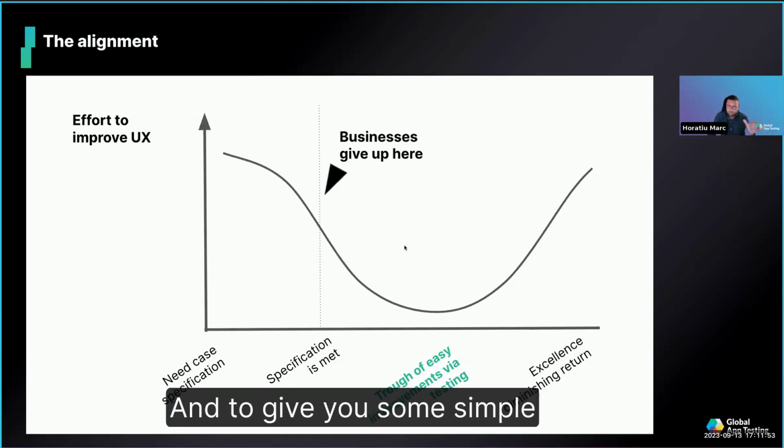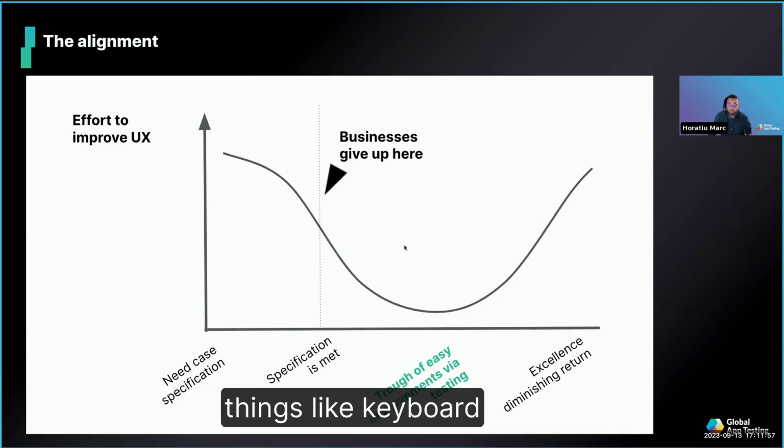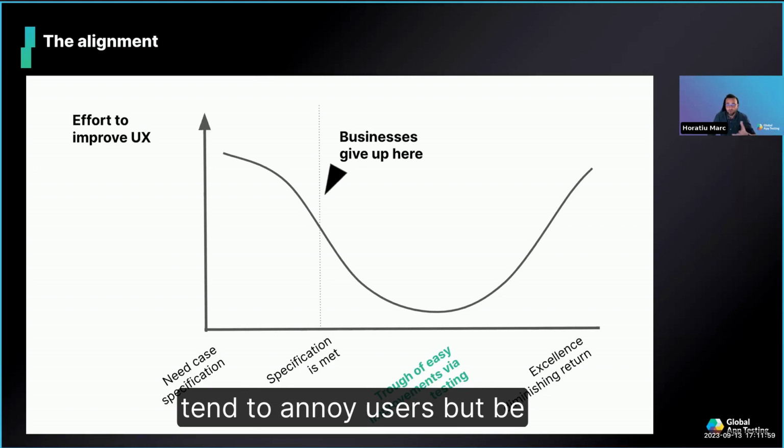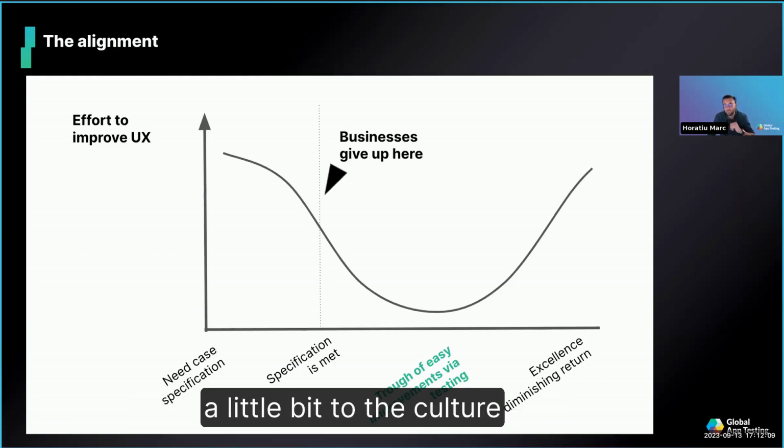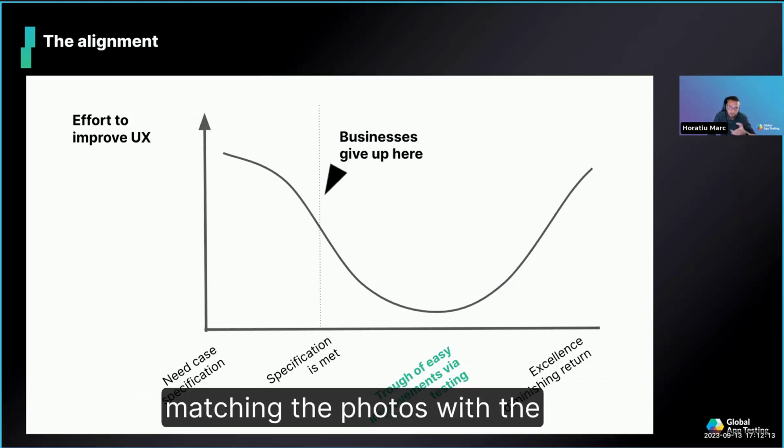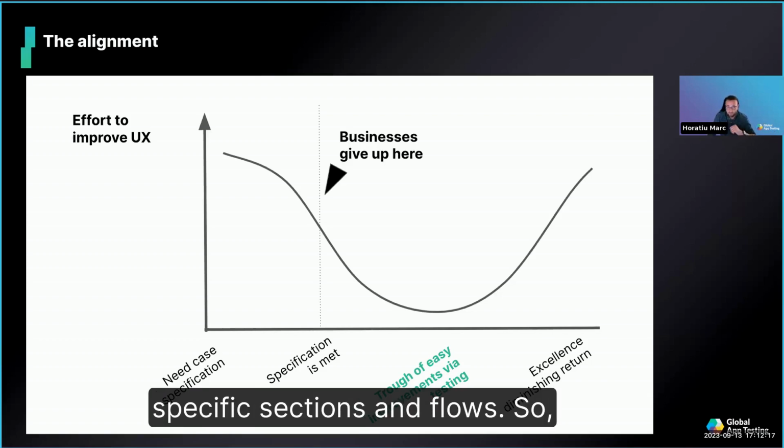To give you some simple examples that confirm this: things like keyboard layouts, let's say, tend to annoy users but be invisible, or assumptions that forms make about users in onboarding flows, or even moving a little bit to the culture-oriented things, matching the photos with the personas a bit better in some specific sections and flows.